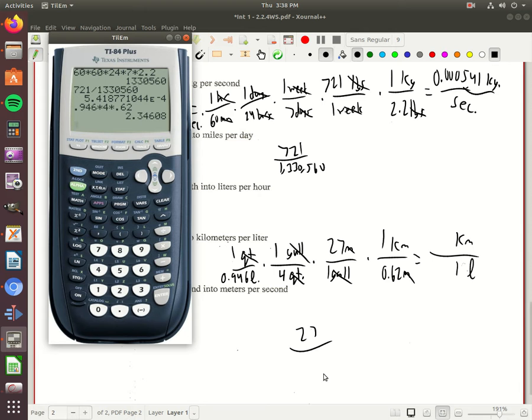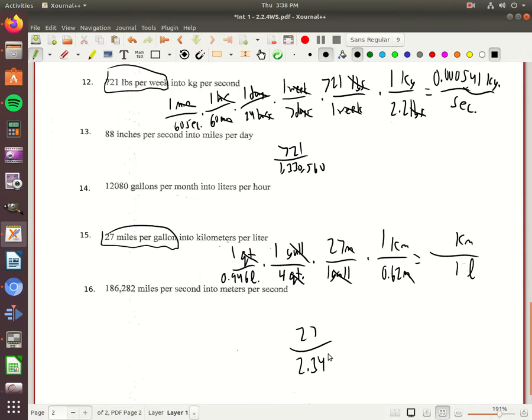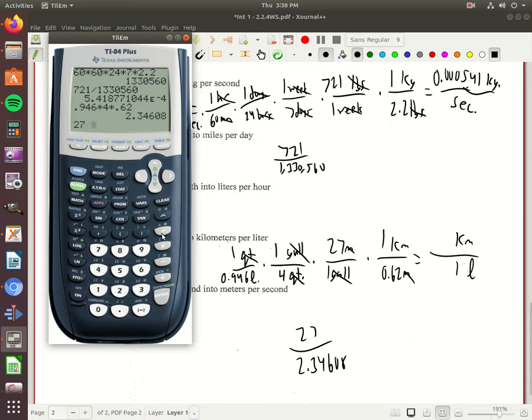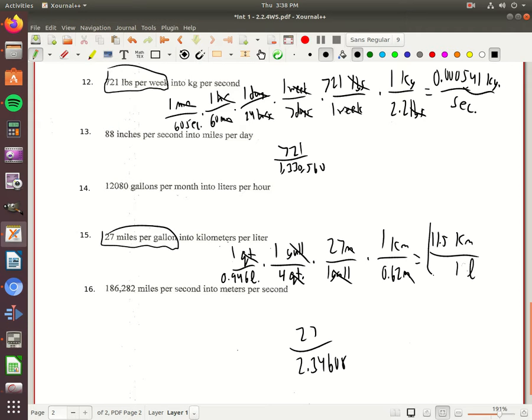2.34608. And I will divide 27 by 2.34608, and I will get 11.5 about kilometers for every 1 liter.